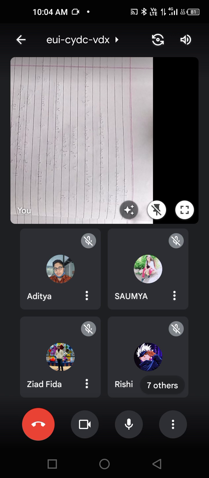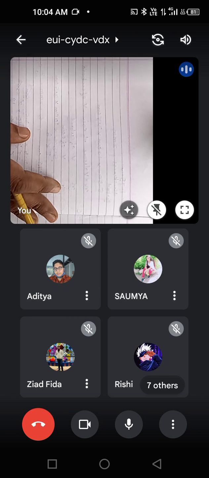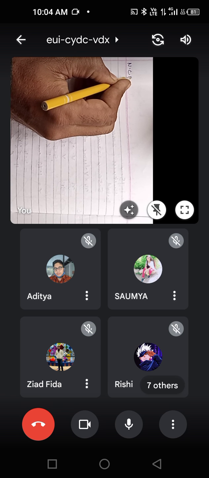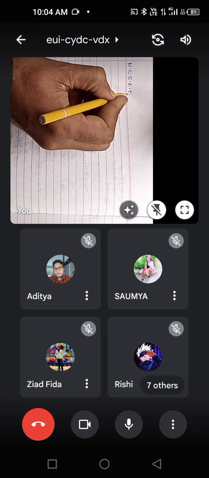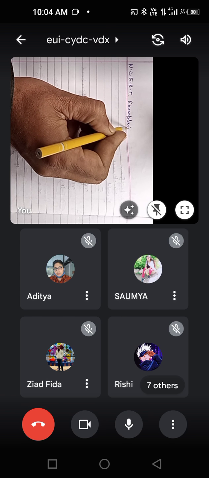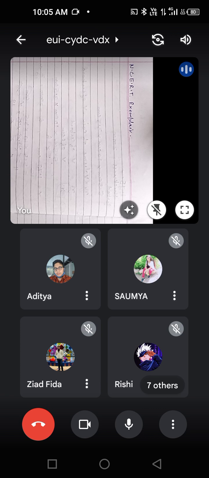Prove that EF is parallel to AB and EF is equal to half of bracket AB plus CD. This is a question from NCERT exemplar.